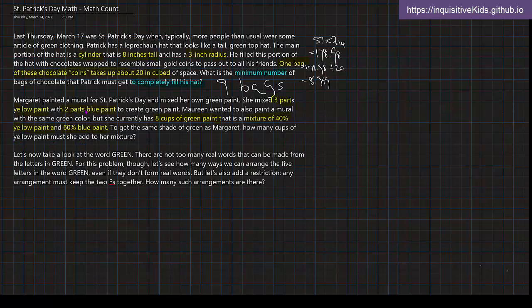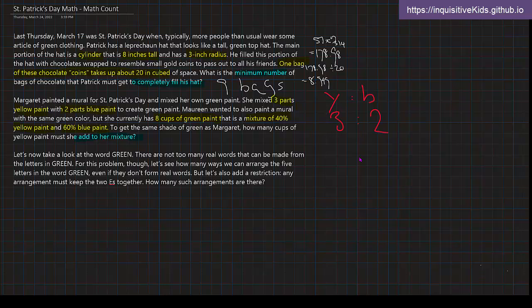So how many cups of yellow paint must she add to her mixture? Let's reread that problem. She mixed 3 parts yellow paint and 2 parts blue paint. And right now I'm starting a ratio, right? Yellow versus blue. Because if you want the same shade of green, for every 2 parts of blue paint, we need 3 parts of yellow paint. So this is actually the ratio. This is the ratio problem.